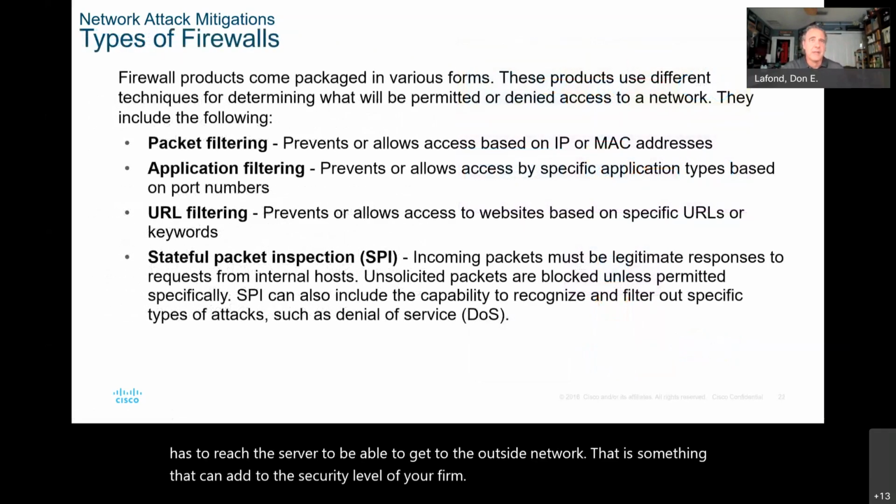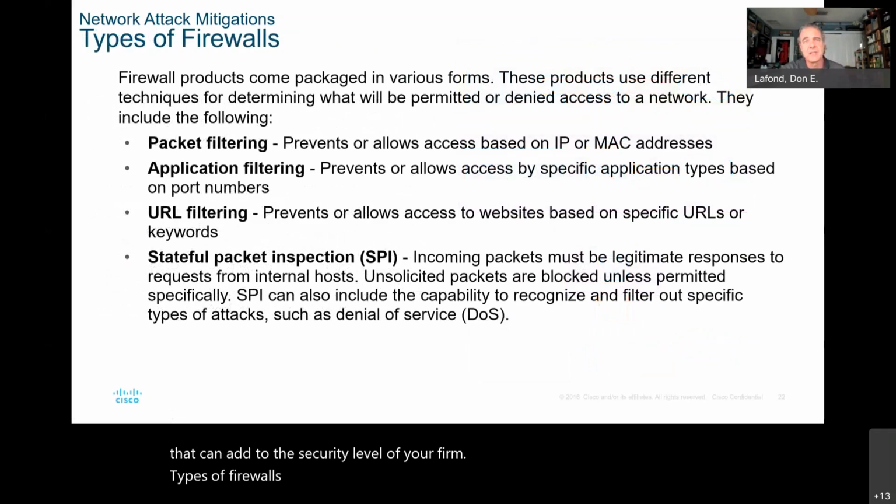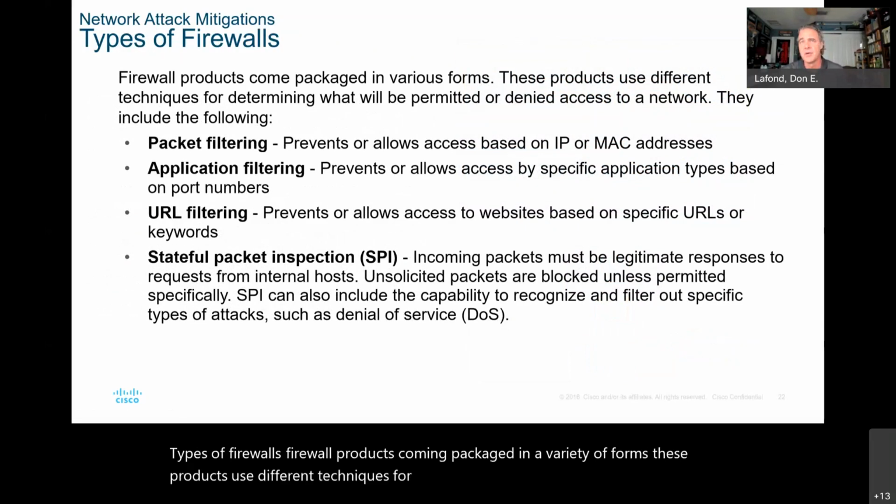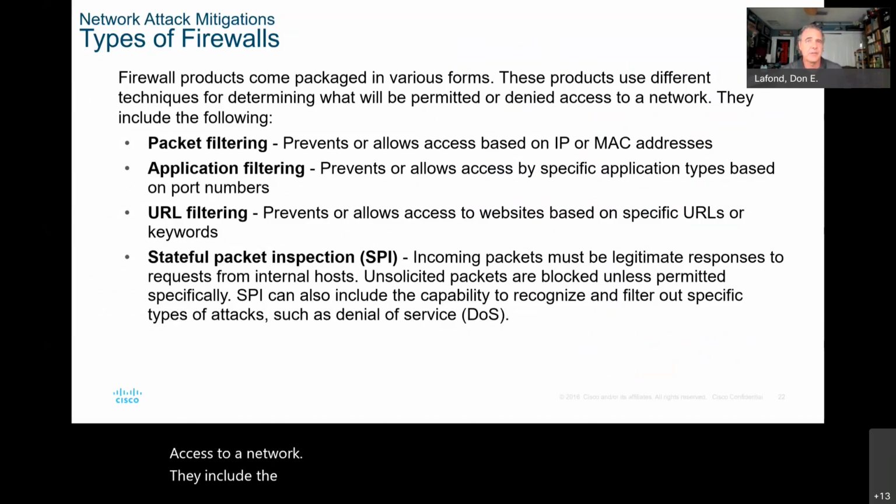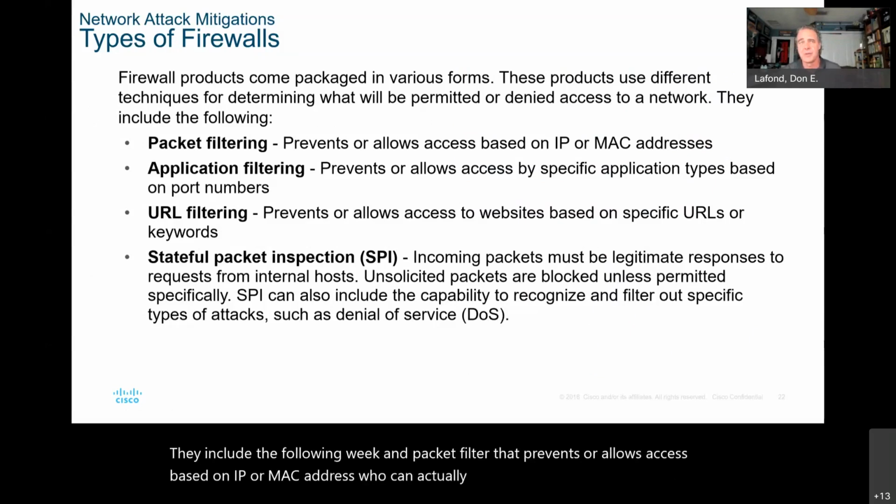Types of firewalls. Firewall products come packaged in a variety of forms. These products use different techniques for determining what will be permitted or denied access to a network. They include the following. We can packet filter. That prevents or allows access based on IP or MAC address, who can actually get in or out of the network. We can use application filtering.